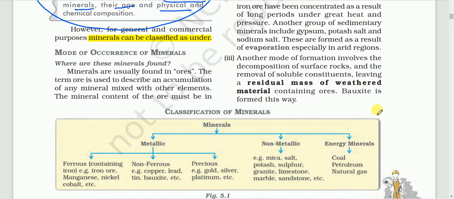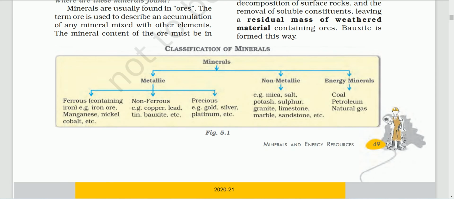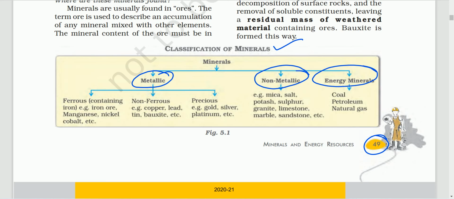Last but not the least, we have the classification of minerals. A very simple classification is given in our textbook on page number 49. This flow chart tells the classification of minerals. Minerals can be classified into three types: metallic, non-metallic, and energy minerals. Metallic minerals are subdivided into three: ferrous, non-ferrous, and precious.